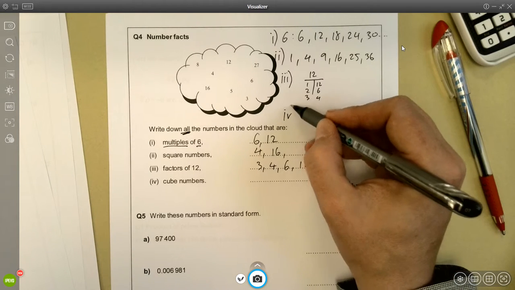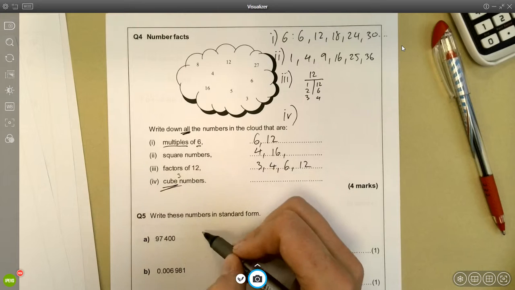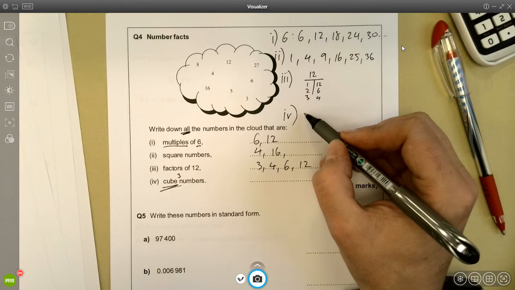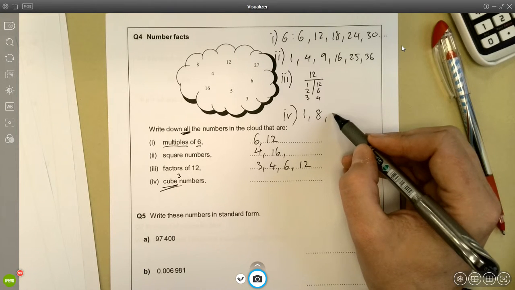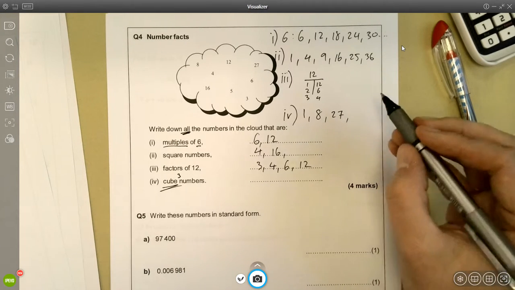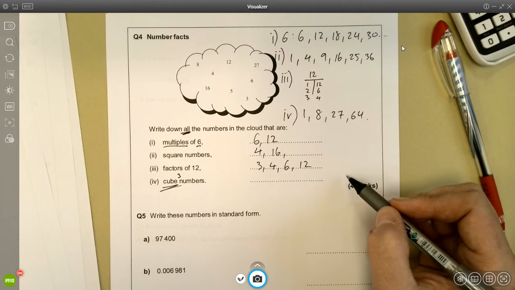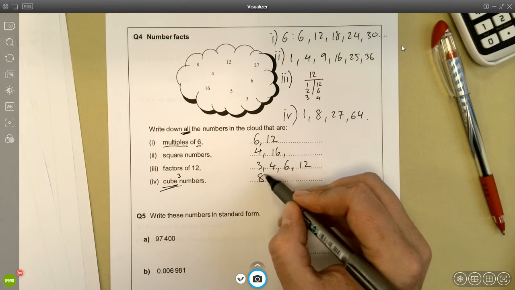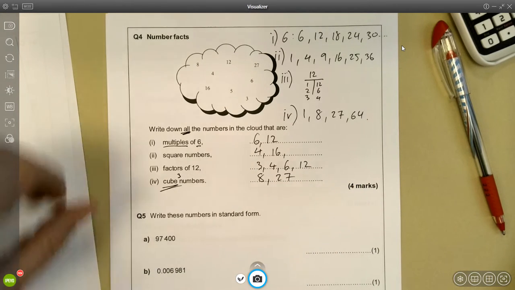Cube numbers. Cubed. So we've got 1 times 1 times 1 is 1. 2 times 2 times 2 is 8. 3 times 3 times 3 is 27. 4 times 4 times 4 is 64. Okay, look for those numbers in there. Well, actually, we've got 8 and we've got 27. So make sure we've got all of those things.